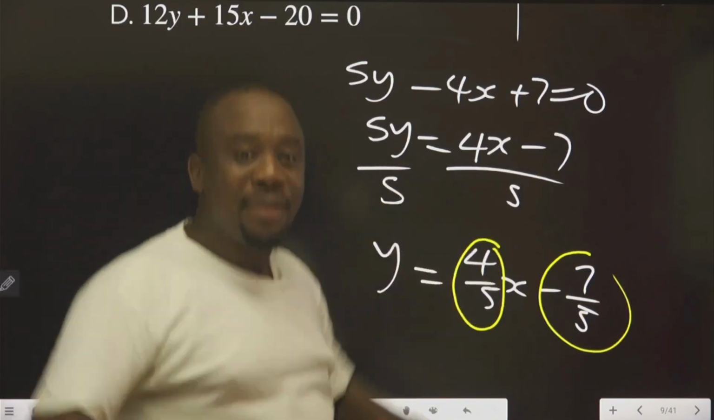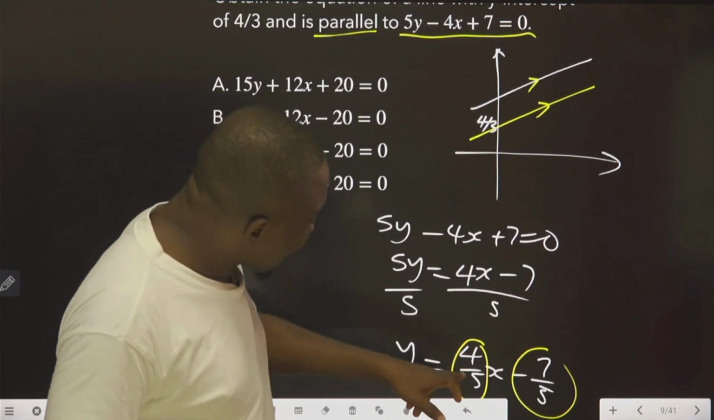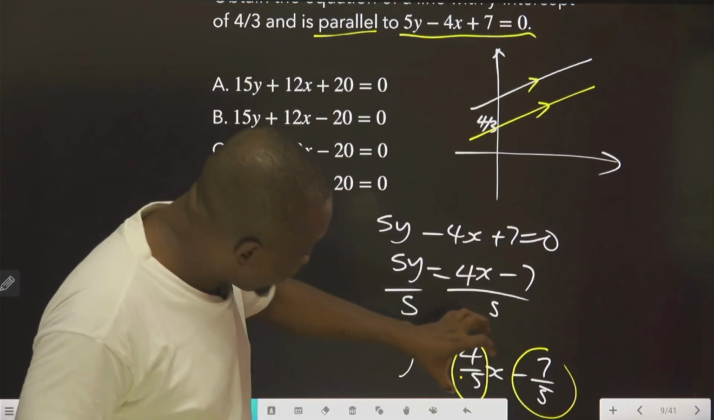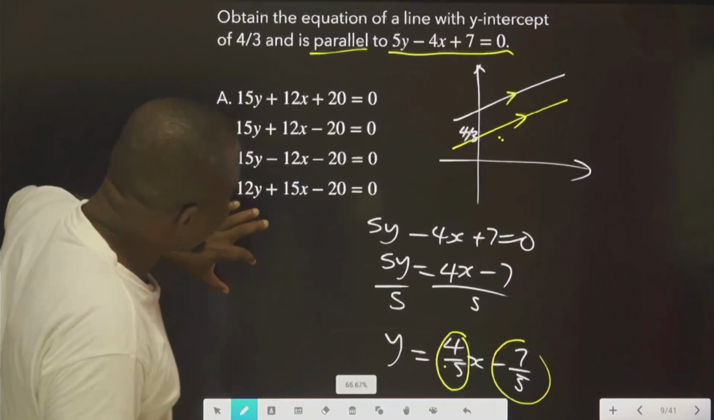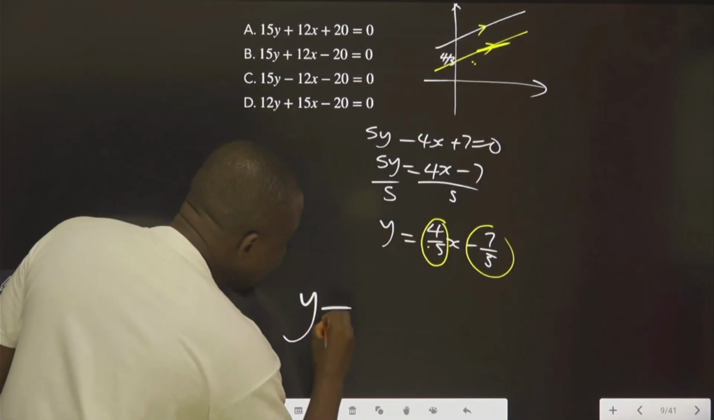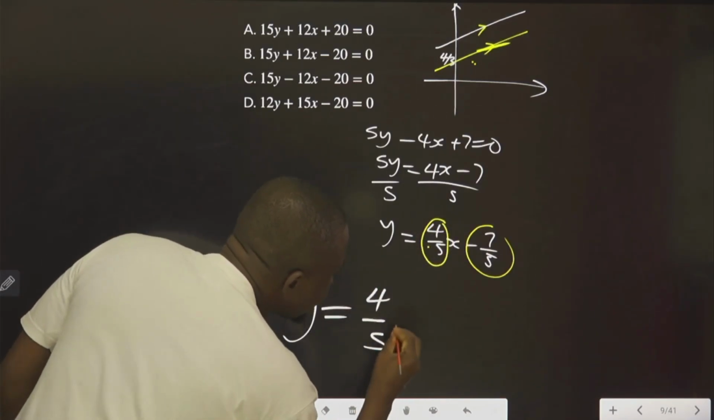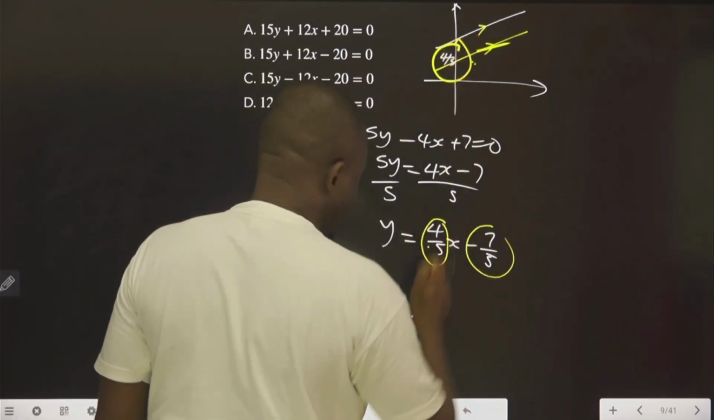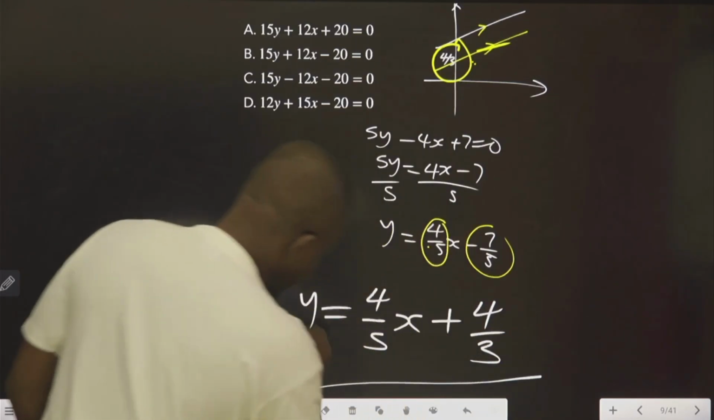We have already established that the gradient of this and this are the same. Now that we know the gradient of this equation given to us, we can pick it and use it as the gradient of this one we are looking for. Therefore, if you want to write this now, you simply say y, that is for this we are looking for, is equal to, because they have the same gradient, I'm going to put this gradient. But the intercept is plus, not minus. So I put 4 over 3. So this is the answer.